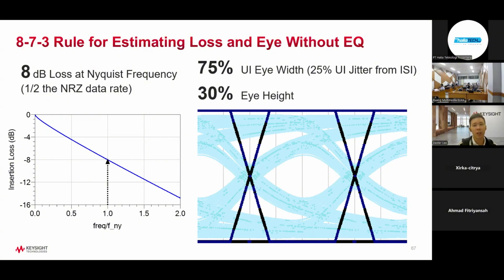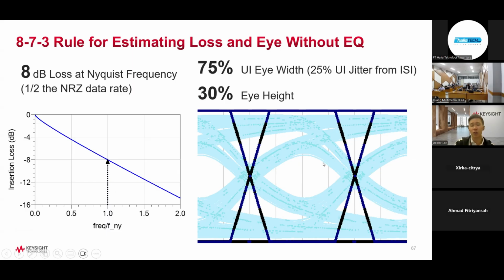So basically, a good representation of whether an eye is good is, we hope, 8 dB or lesser loss at a Nyquist rate. All right, so this is one part, and then 75% UI of the eye width. We want eye width to be at least 75% of the UI, and likewise for the eye height to be 30% of the clean eye, I would say. So these are just some good rule of thumb.